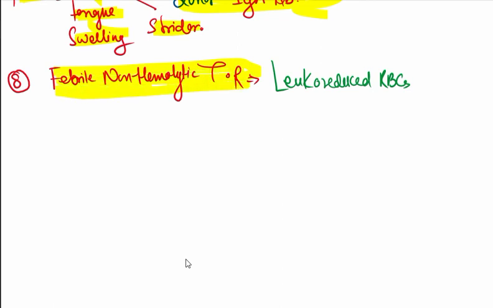Okay, next and the last point is the febrile non-hemolytic transfusion reaction. How can we prevent this? We can give leuko-reduced RBC. Then the incidence of this episode can be decreased in patients.